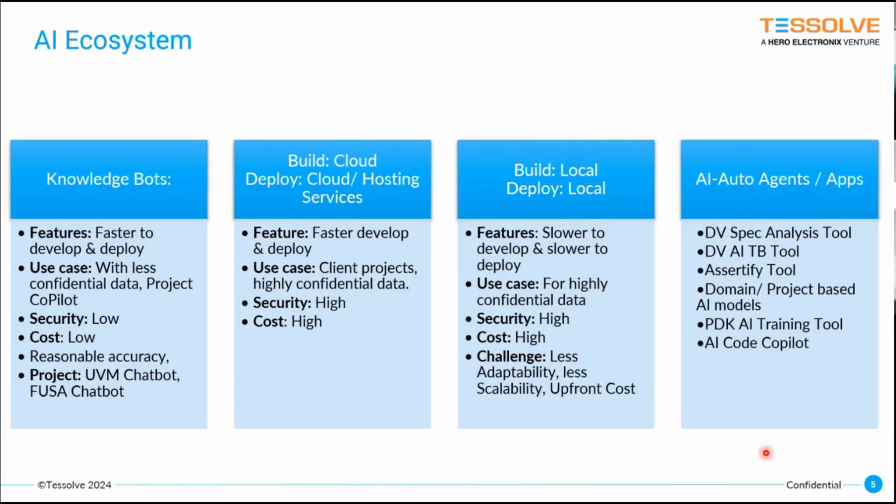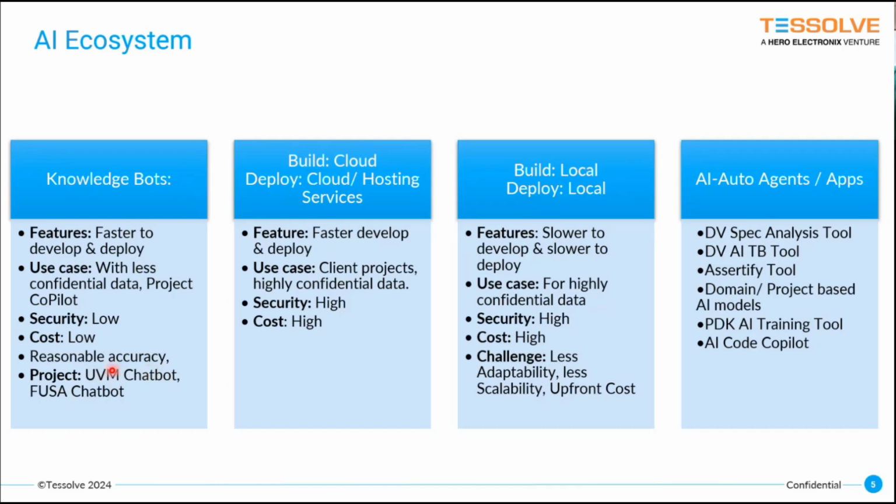Hello, everyone. We'll be talking about the AI ecosystem first. As per the requirement and security and cost aspect, we have defined the classification of all the AI ecosystem components like this. The easy and quick solution that anyone can come up with is the knowledge bots. For example, the use case that we can take is the UVM chatbot or the functional safety chatbot. For some of the functional safety engineers, we have created this solution for all the UVM engineers.